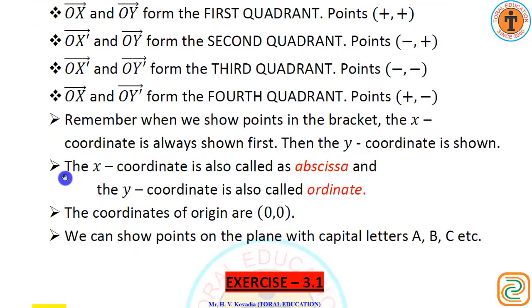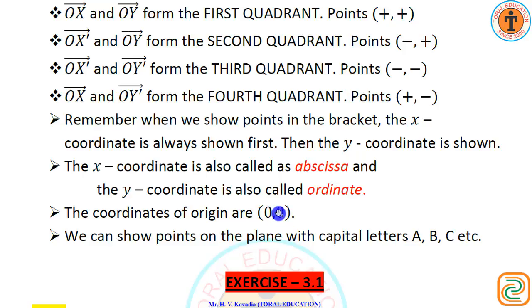The x coordinate is also called the abscissa. Remember the name abscissa. And the y coordinate is also called the ordinate. Abscissa and ordinate together are called coordinates. The coordinates of the origin are 0, 0, and we can show points on the plane with capital letters A, B, C, etc. We will see this in the exercise.